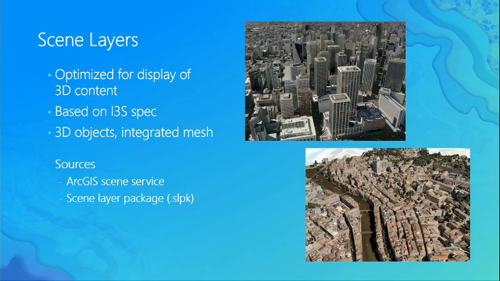So a scene layer package is really an archive that contains all of the content representative of the cached 3D data. Scene layer packages can be created today from Pro. So if you have 3D content within Pro and you want to create a scene layer package for use in Runtime offline or locally, you can do this today.